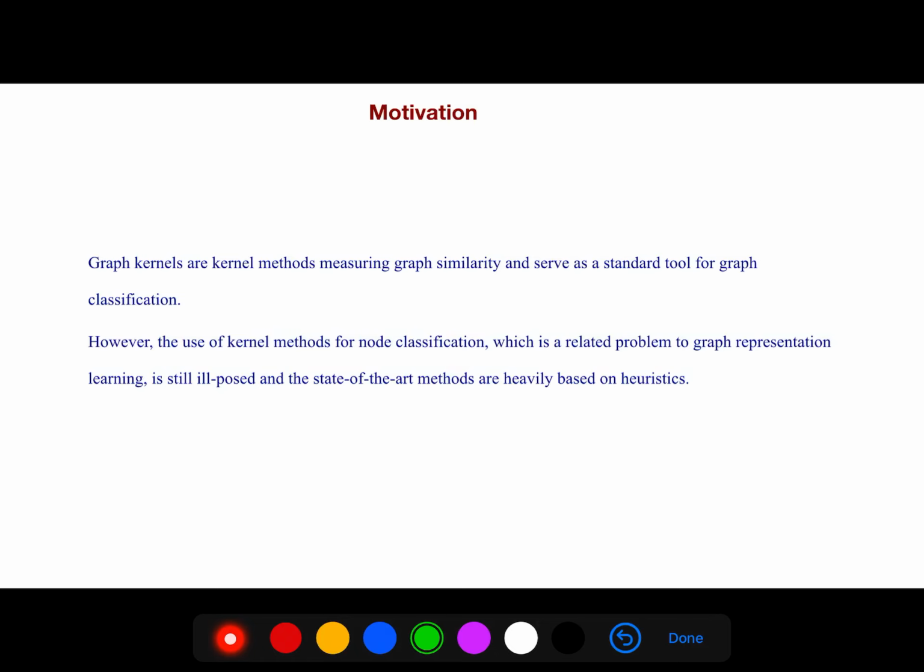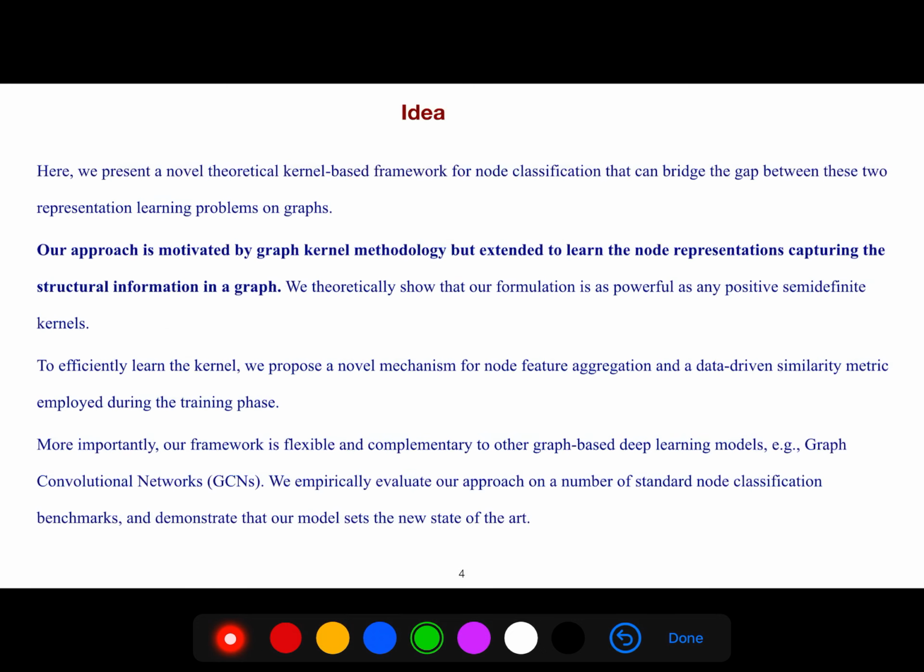However, the use of kernel methods for node classification, which is a related problem to graph classification and graph representation learning, is still ill-posed. And the state-of-the-art methods are heavily based on heuristics.